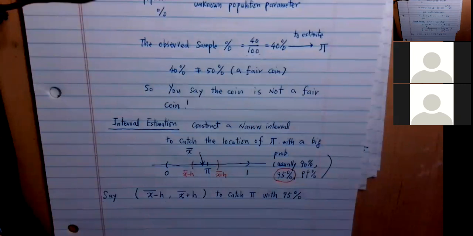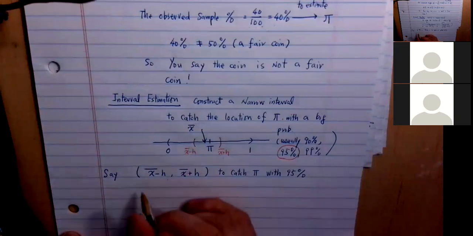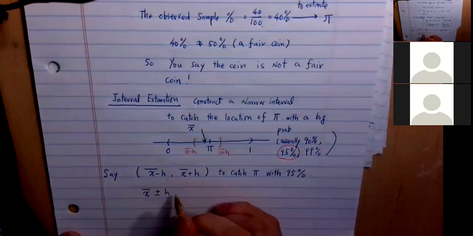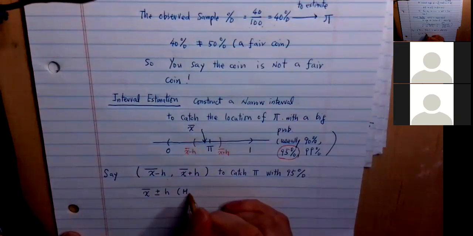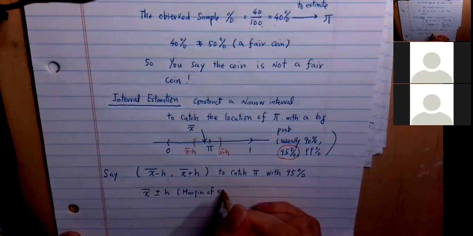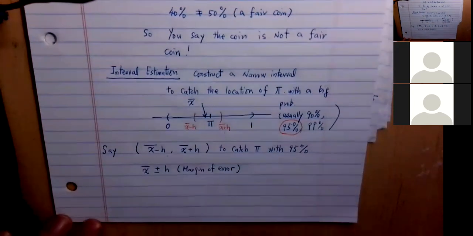You try to construct the narrow interval to catch the location of pi with a big probability, okay? And as you can see in the YouTube video, X bar plus or minus h. What's h? H is called margin of error, okay?